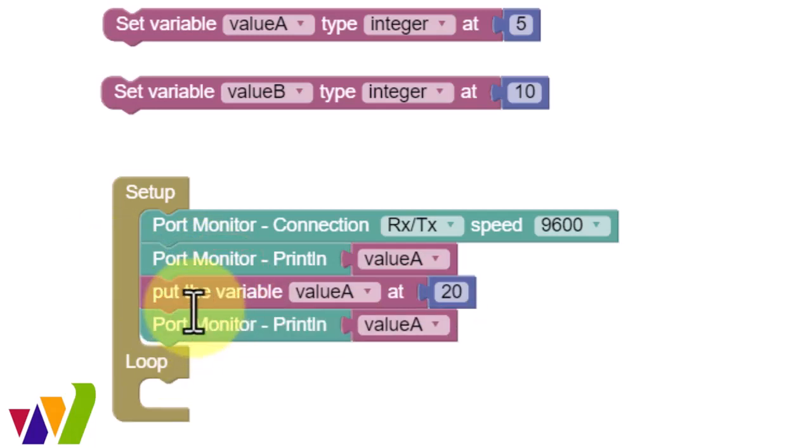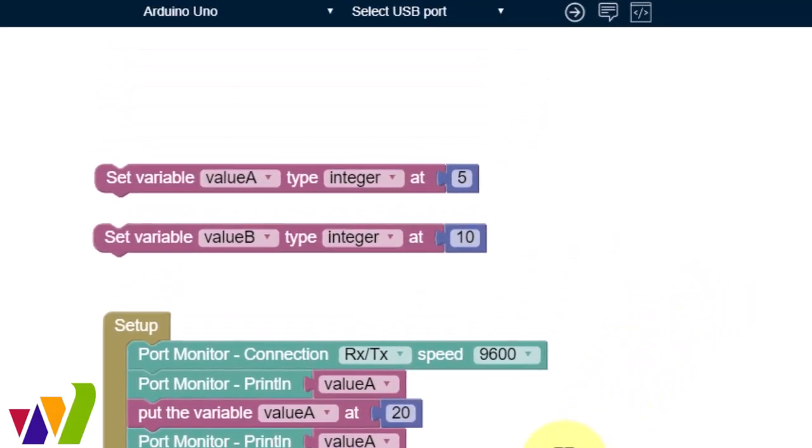Alright, right now we have port monitor to print value A, which is initially set to 5. With this block we are going to see 5 on the serial monitor. After that, we are updating the data inside value A. We are changing the value to 20 instead of 5. Now this 20 will replace the 5 and the new value will be 20. So the data inside value A has become 20, and when we print value A again, we are going to see 20 instead of 5. So let me upload the code and see the results.